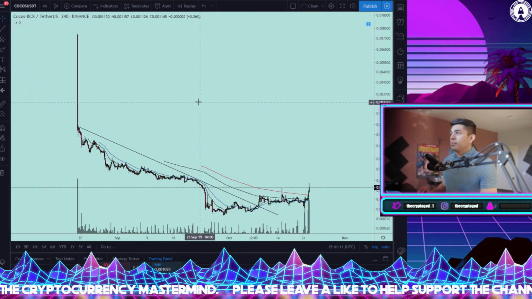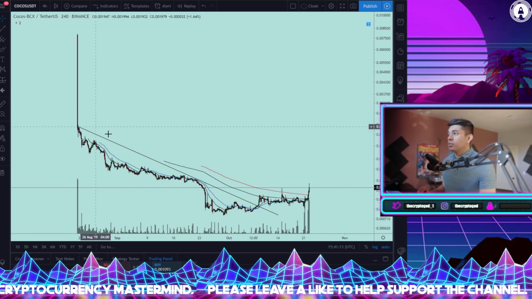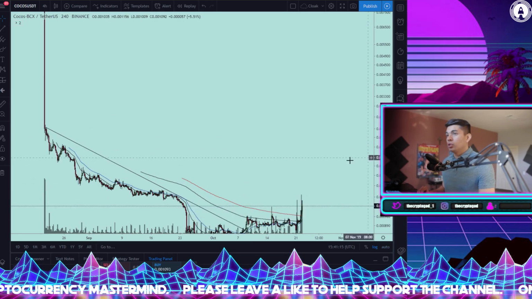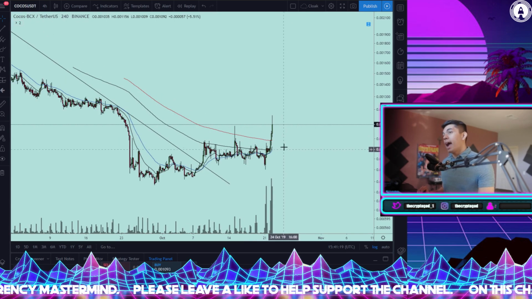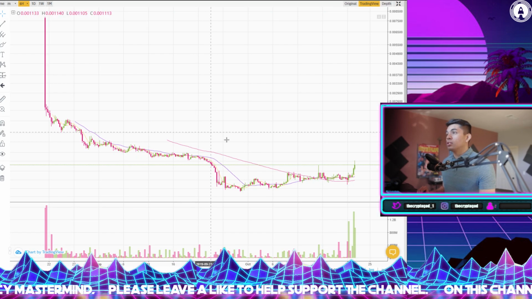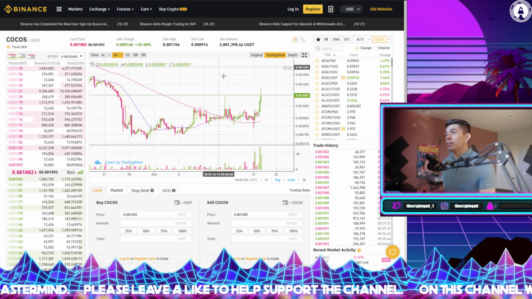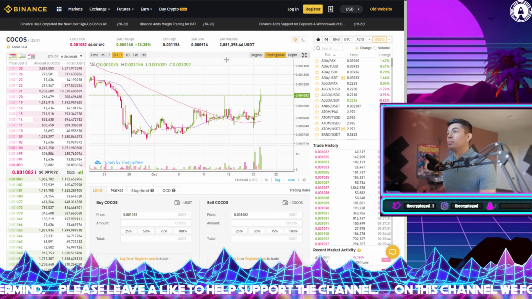So again, we broke its bear trend, right? So this downward line right here. That to me is always a good sign. Secondly, we're above that 200 exponential moving average now. And thirdly, of course, it is a high performing coin right now because it just performed over 18%.